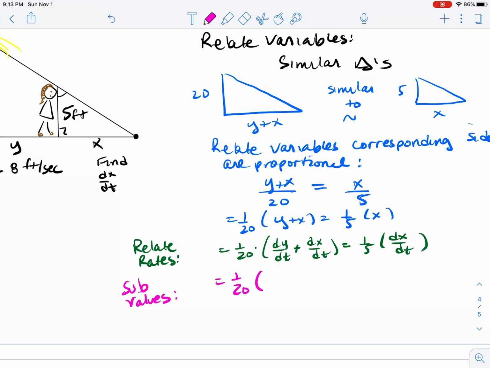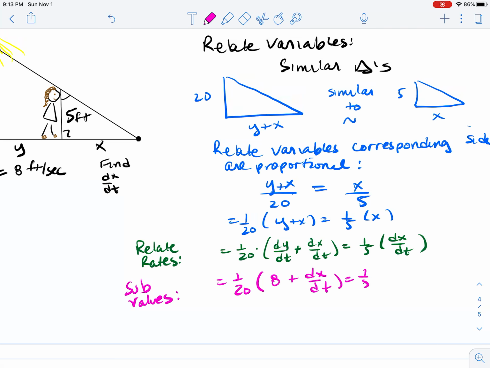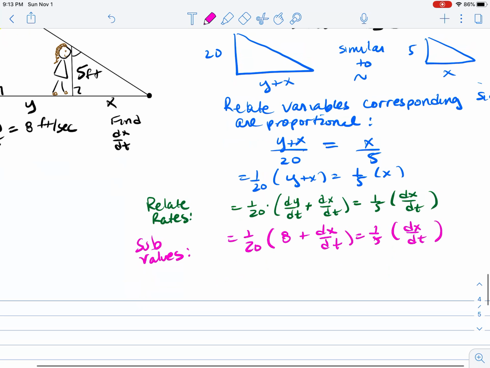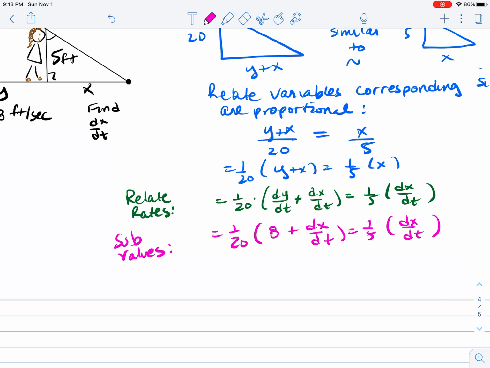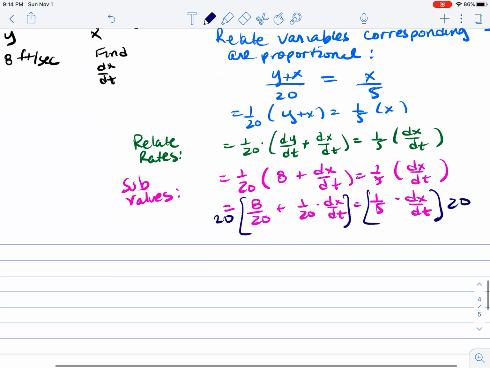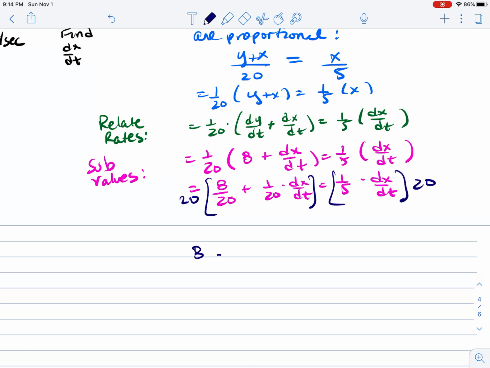And then solve for dx/dt. So I see here 1/20 times dy/dt is going to equal 8. I don't know what dx/dt is, but I want to find that. And 1/5, I want to still find dx/dt. And now I want to clear my parentheses, and in clearing my parentheses, I get 8 over 20 plus 1/20 dx/dt equal to 1/5 times dx/dt. I might want to multiply on both sides by 20 just to get rid of the denominators.